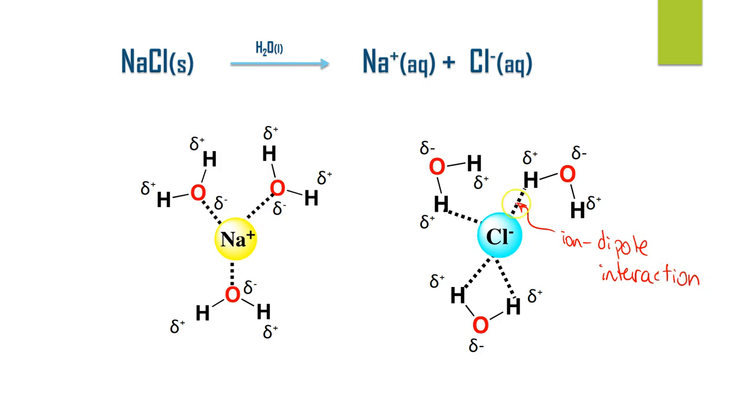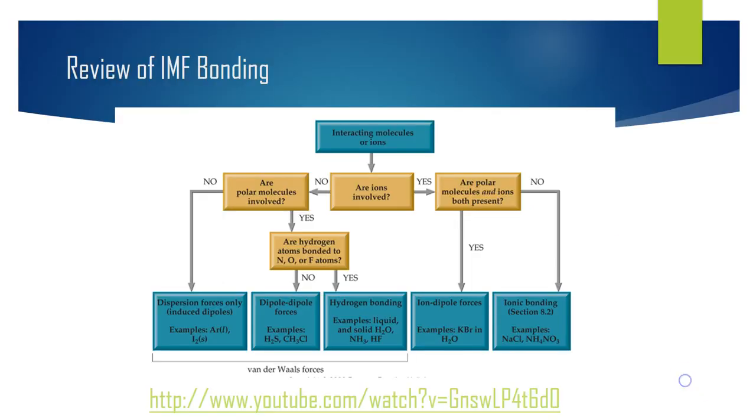Okay, so the water molecules surround, with the positive ends of the water molecules surrounding the Cl- and the negative ends of the water molecules surrounding the Na+, with the water molecule maintaining its bent configuration.